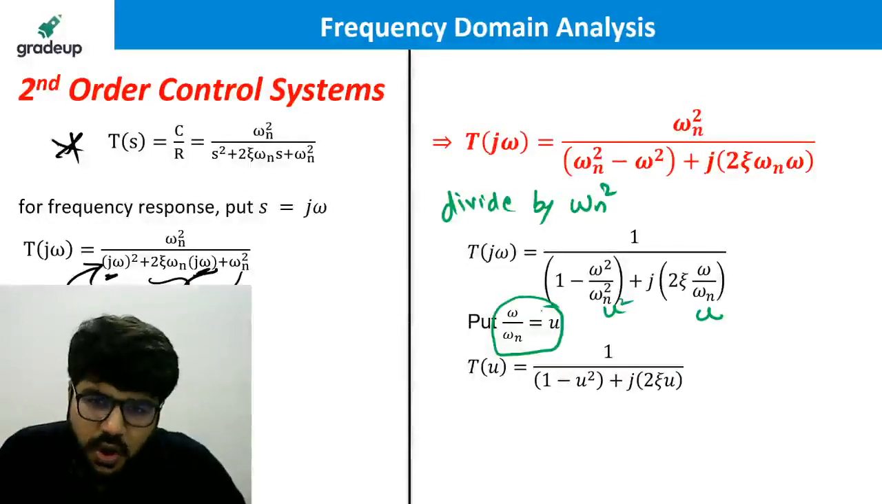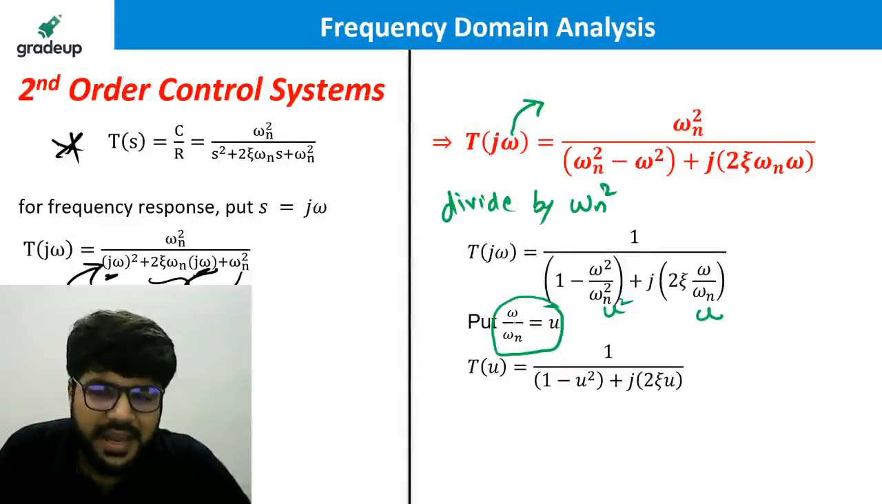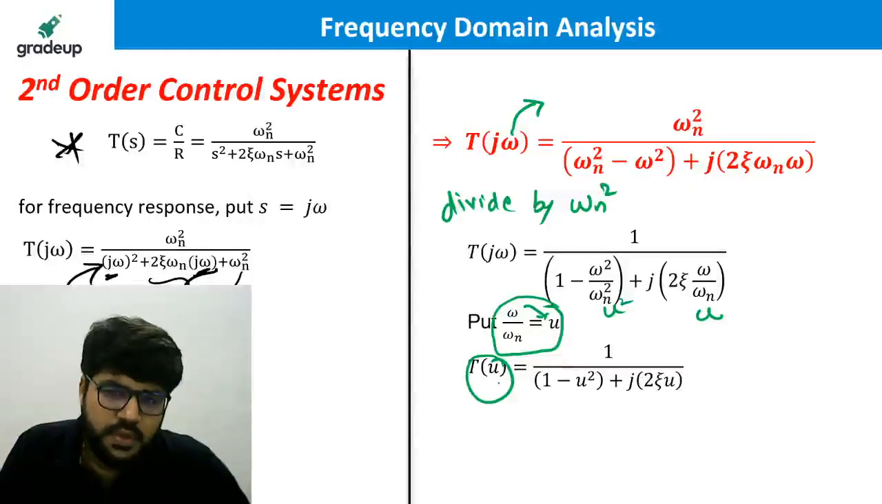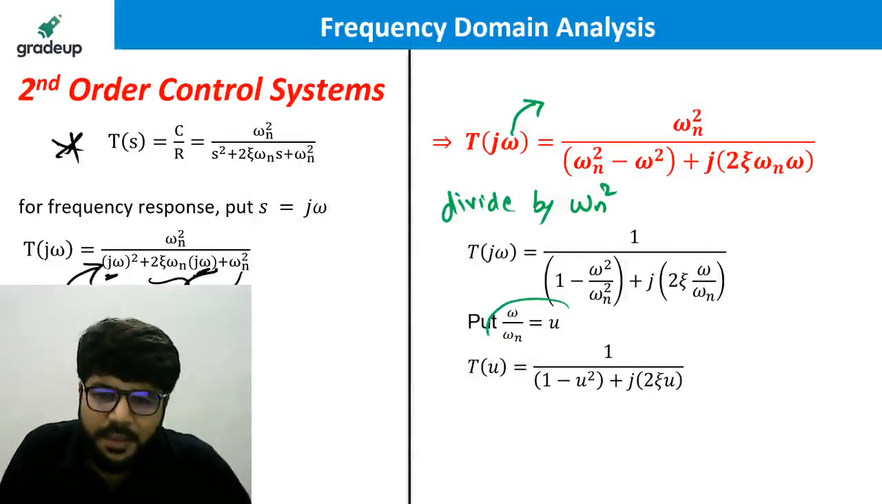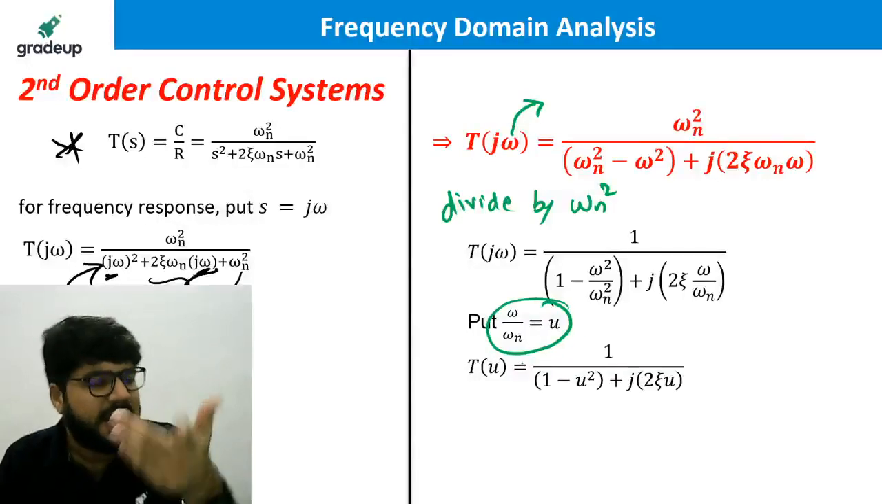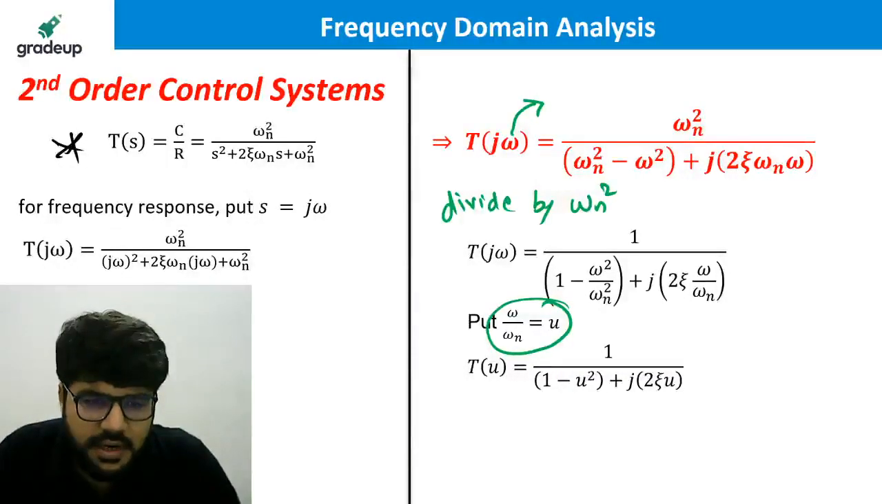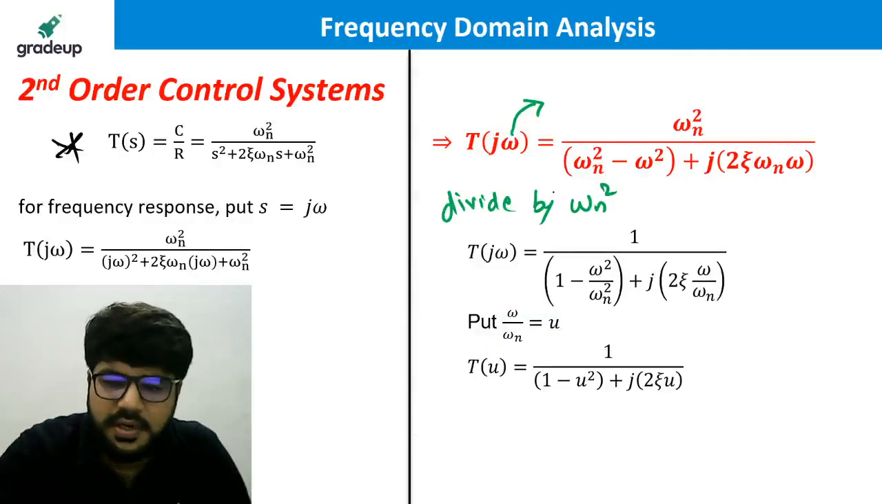Also notice that originally we were writing T(j omega), a function of omega, but omega is replaced in the form of u, so now it is a function of u. For some time let us make our calculation simple by writing omega by omega n equal to u. Later on we will again replace it by u. So now let me continue with the calculations. This is T(u).